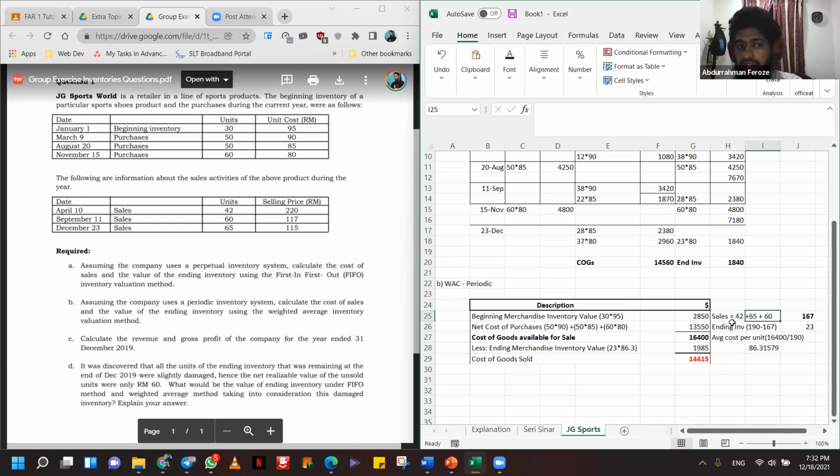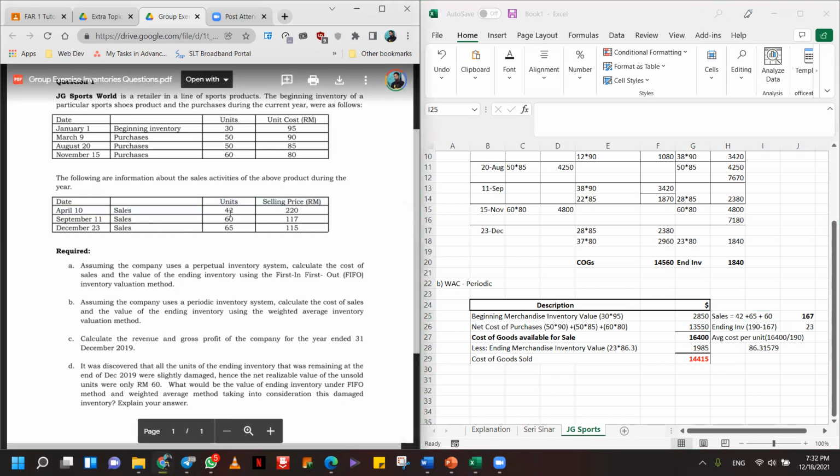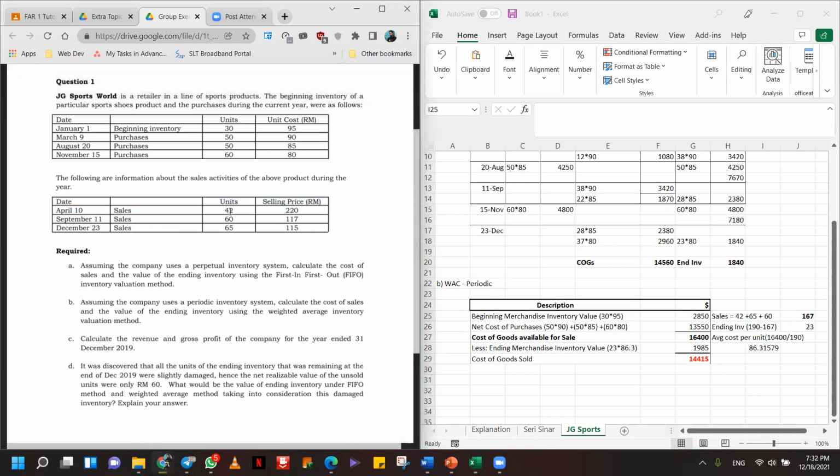I just wanted to find the sales. Here we have the units sold. On April 10th we have 42 units sold, 60 on September 11th, and 65. So the total sales throughout the year is the sum of that. So 60 plus 65 plus 42 is 167, right?